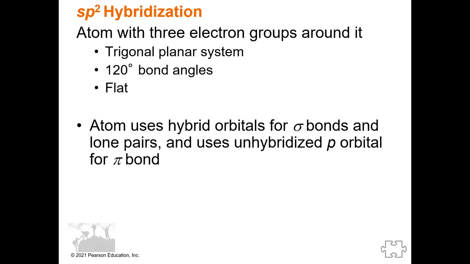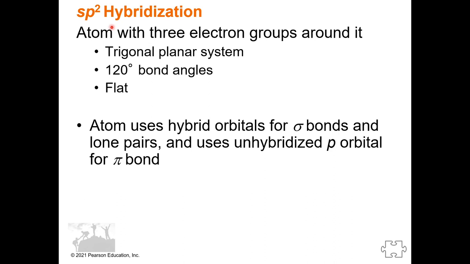When you see a central atom with 3 electron groups, you would know that those electron groups have sp2 hybridization. So there were three atomic orbitals that were mixed to form this new hybridization. One s orbital and two p orbitals. The other p orbital, that last, that third one, remains unhybridized. That's going to be used for something else.